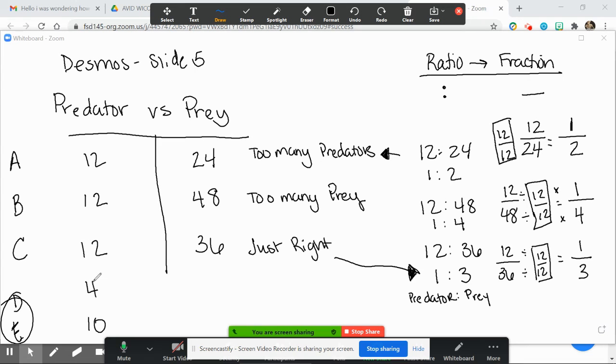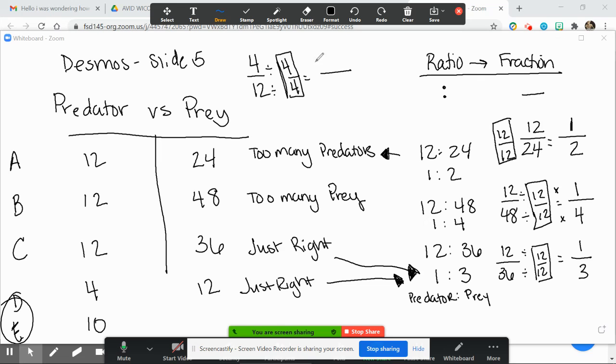Well, they give us a 4 to 12 scenario as well. So they're saying this is also just right, which means it better reduce down to also a 1 to 3. So what does that look like? I'm going to come up to the top. 4 to 12. And I'm going to reduce that with my giant 1. And what number goes into 4 and 12? Well, actually, I know 4 does.